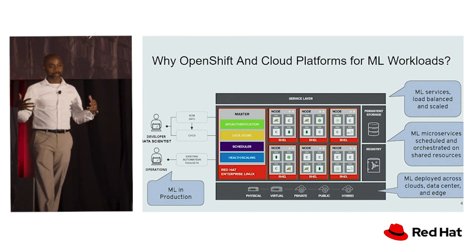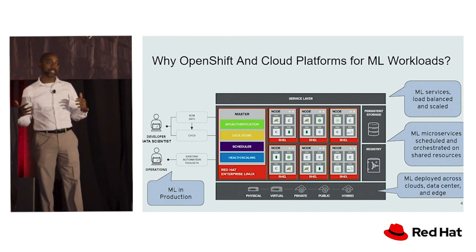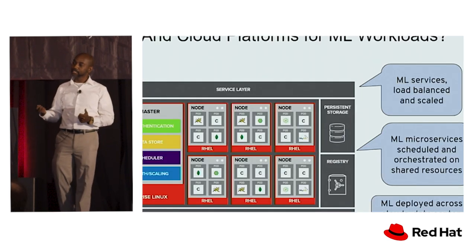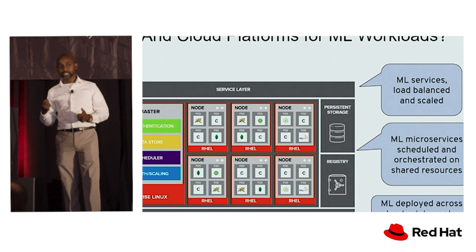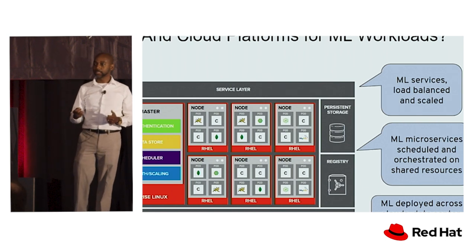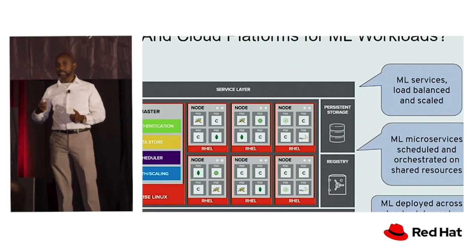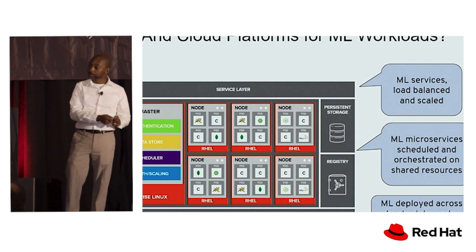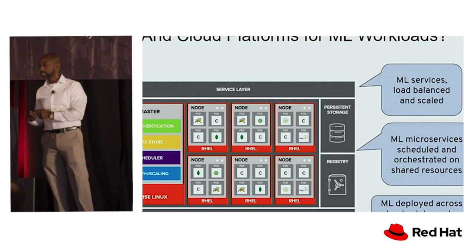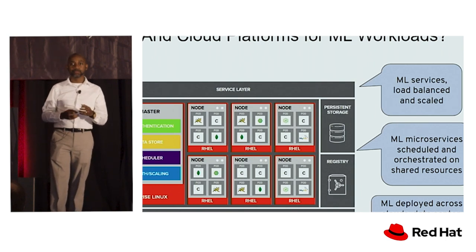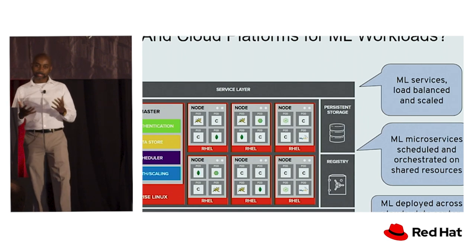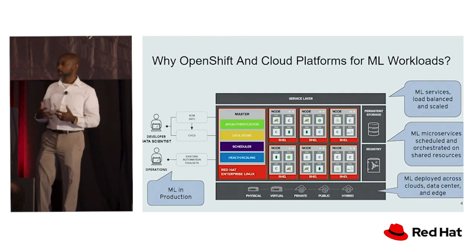What we gravitated towards was OpenShift helping to solve that problem. And when you look at what we're trying to do, it's not that different than what you would see in an application lifecycle. You want to have some kind of self-service environment. In this case, we're replacing the term developers with data scientists. And you want them to be able to do all the work they need to do and push something out into production.